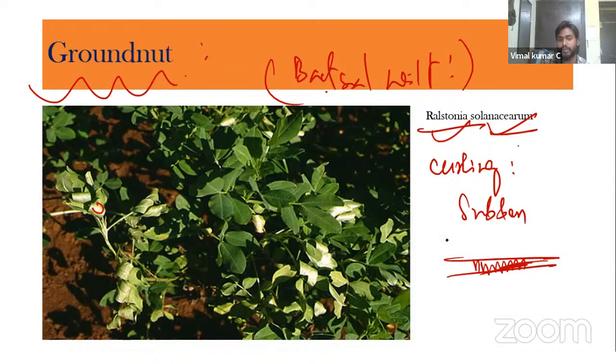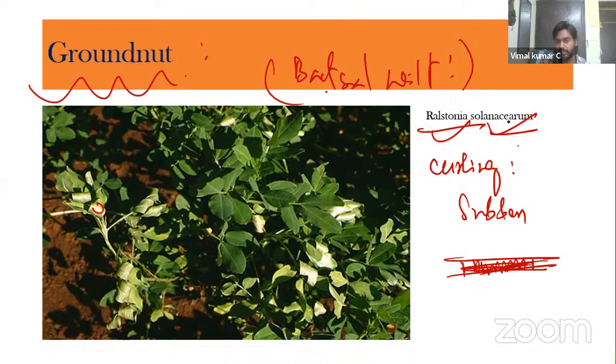Once night occurs, then it will recover to the normal position. Okay, so like that, it will be in the initial days. Once the disease severity progresses, within 3 to 4 days it will just block the vascular bundle, avoiding food supply to the plant. Okay, then the plant will die. So this is about the bacterial wilt that is caused by Ralstonia solanacearum, right?